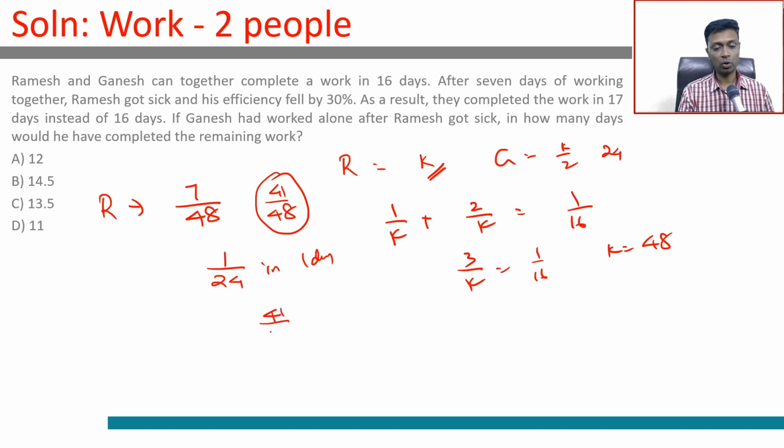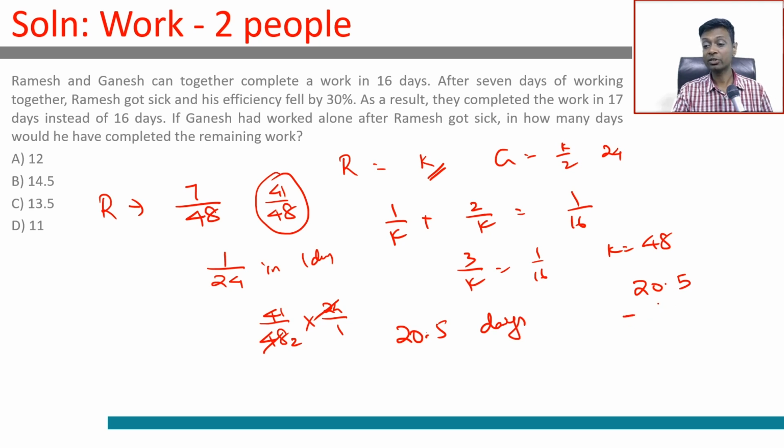Or totally he'll have to do 41 by 48 into 24 by 1. That many days he will take. Or 41 by 2, 20.5 days totally. So he'll finish in 20.5 days. If Ganesh had worked alone after Ramesh got sick, that means Ramesh has worked for 7 days. After 7 days, Ramesh disappears. So 20.5 is when Ganesh would have finished it. Minus 7. 20 minus 7 is 13, 13.5. That's what you're looking for.